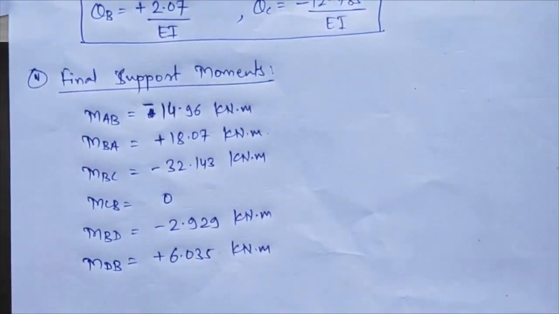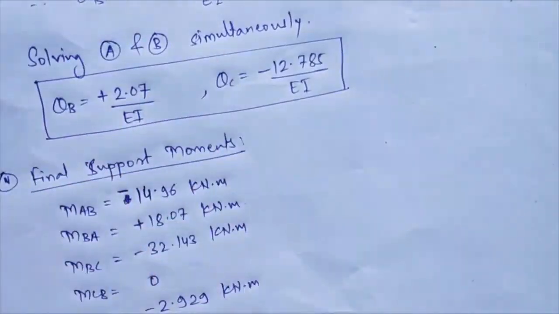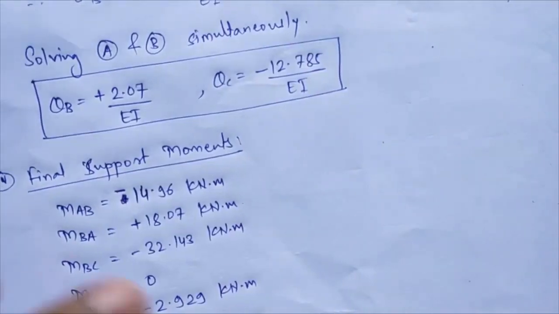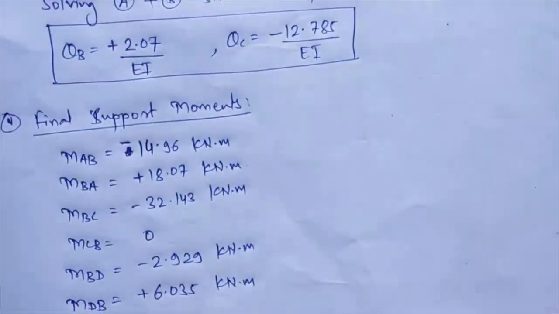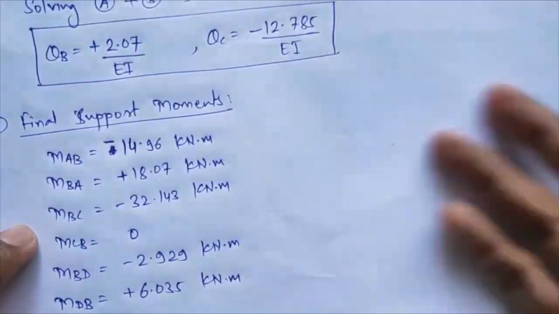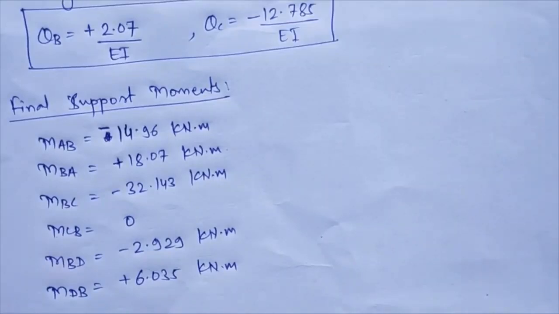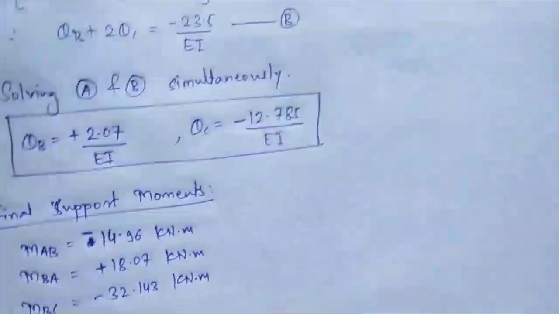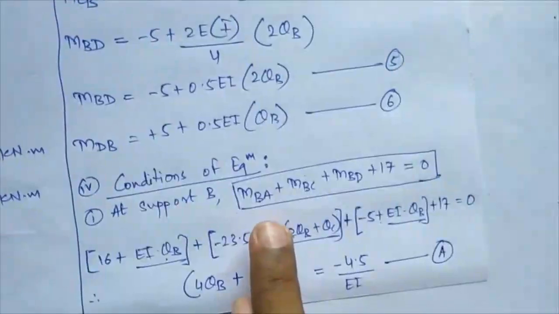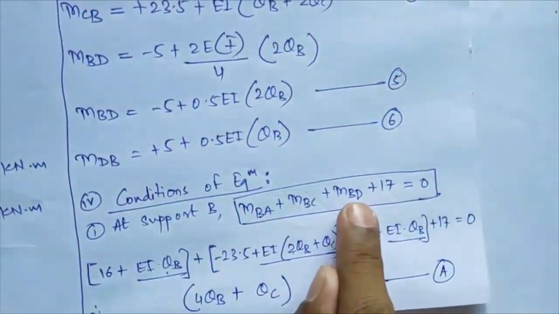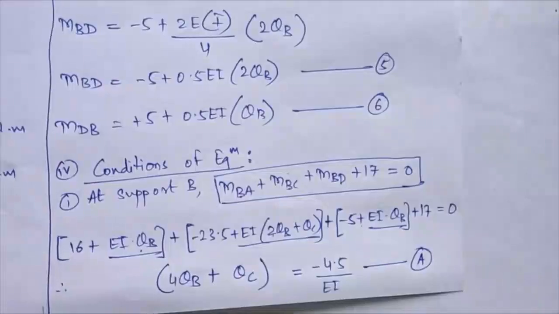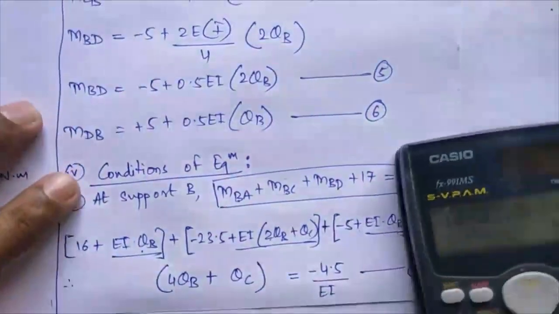You have to solve your complete equations substituting these theta b and theta c values in your 6 slope deflection equations. Then you will get the final support moments. Just check whether you are getting correct moments or not. Now we'll check whether the equilibrium conditions are getting satisfied or not. For your first condition, MBA plus MBC plus MBD plus 17 is equal to 0, are you getting that or not? We'll check over here.